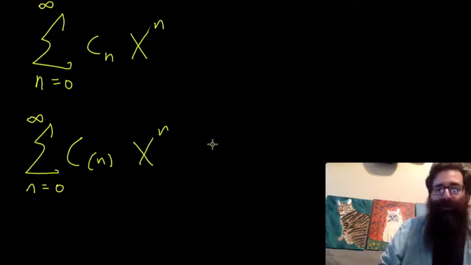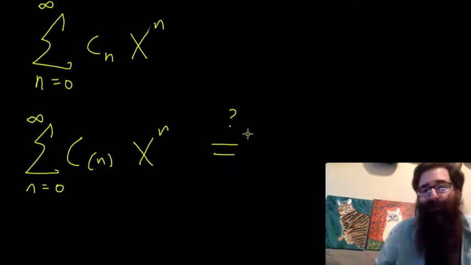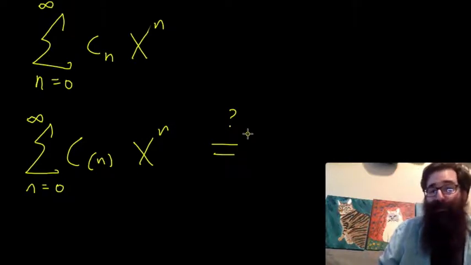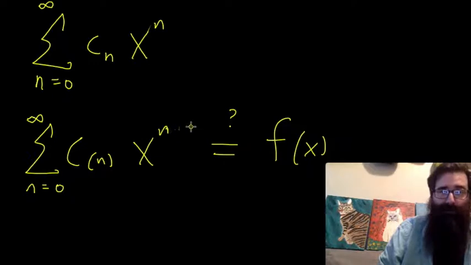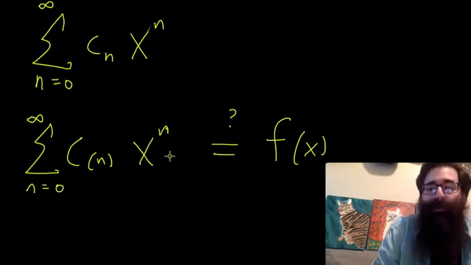And we want to know, what is this equal to, right? What does it give us? Well, that's sort of a loaded question because these things don't always converge. However, if it does converge, then it's going to give us some function of x. And depending on what we have for that coefficient, our c of n, we might get something that converges, we might not get something that converges.